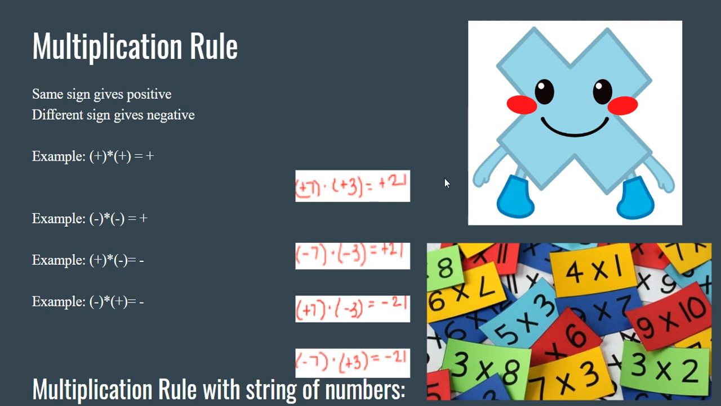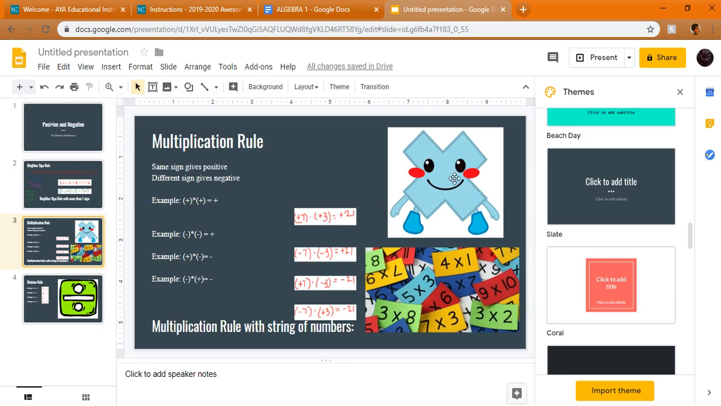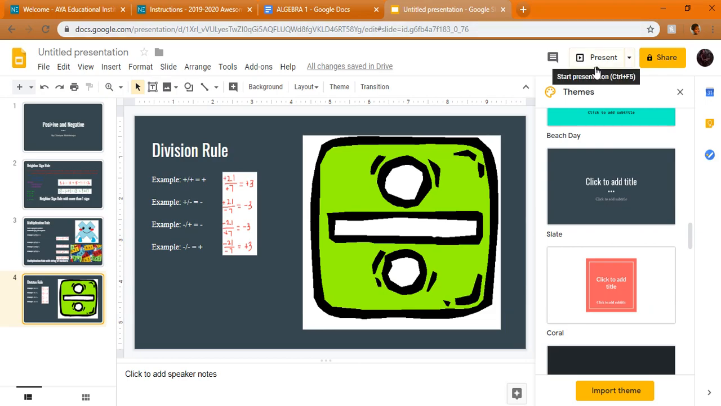So now we're going to go over the equations. Positive 7 times positive 3 equals positive 21. Negative 7 times negative 3 equals positive 21. Positive 7 times negative 3 equals negative 21. And negative 7 times positive 3 equals negative 21. So, next, the division rule.